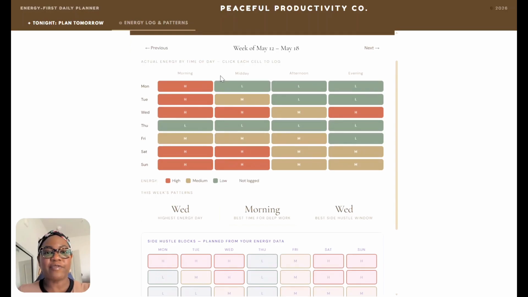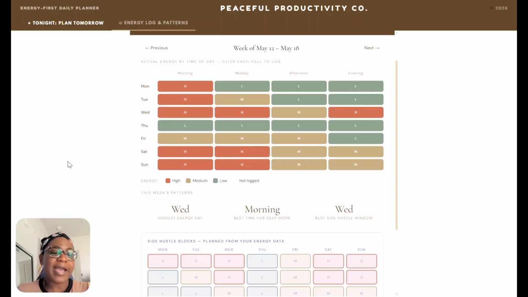This has logged everything for you. Now, if you see right here, from this log, it's going to tell you that your highest energy day is Wednesday. And then, of course, mornings is your best time for deep work. And Wednesday still is your best side hustle window. So this Wednesday is the day that you should work on your side hustle. This is the best time for you to work on your side hustle.